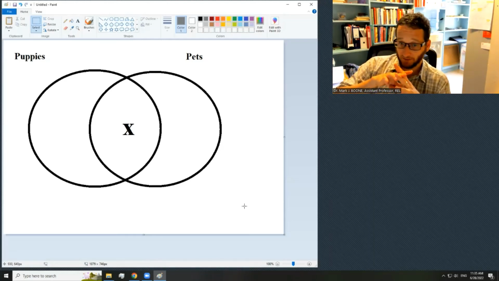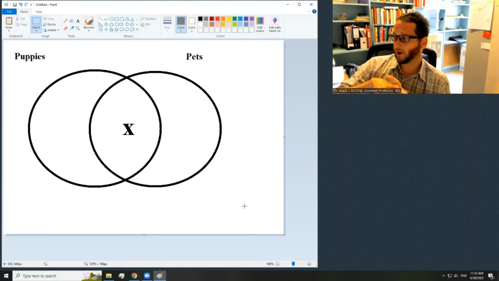Puppy circle, pet circle, X in the overlapping region. Is it false, therefore, that no puppies are pets? And is that demonstrated by this Venn diagram? Yes, it is. The falsity of the no puppies are pets claim is already demonstrated by the charting of the premise. Therefore, the inference, some puppies are pets, therefore it's false that no puppies are pets, is valid.